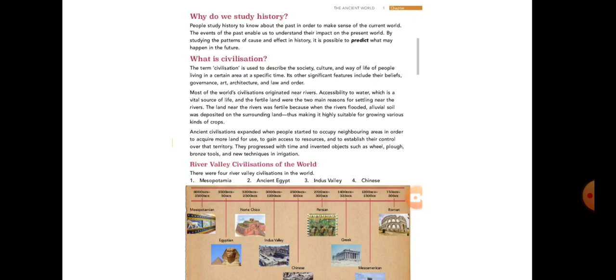And another very important thing with the presence of a river is that the soil near the river valley is very fertile. It is alluvial soil and it is considered very fertile, and it was good for the production of a surplus amount of food.